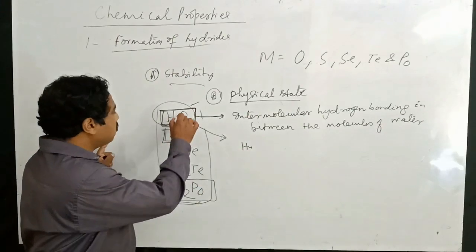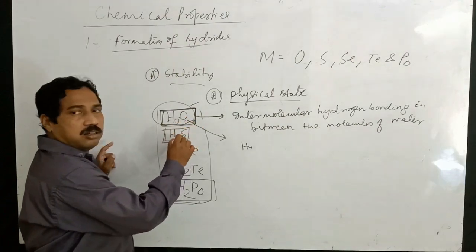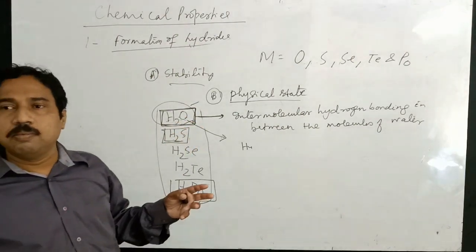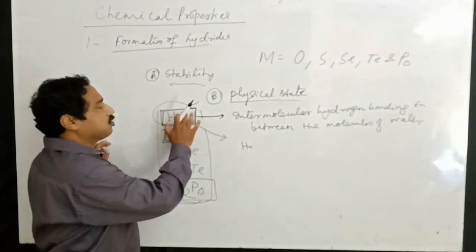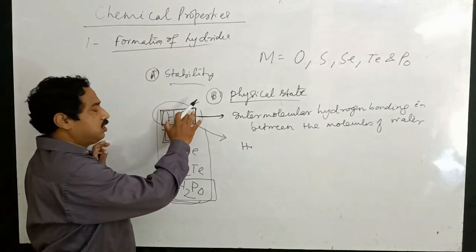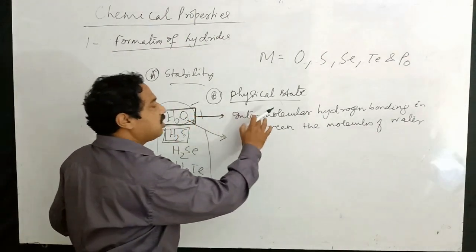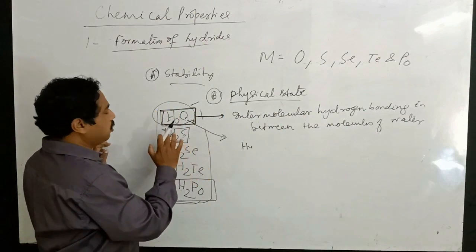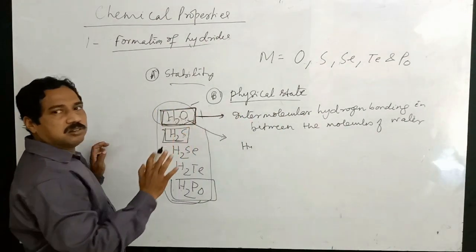In water, H2O, and H2S, oxygen and sulfur both are highly electronegative atoms. But sulfur has a larger atomic size, but oxygen has a smaller atomic size. So H2O is capable of forming intermolecular hydrogen bonding, but H2S cannot form intermolecular hydrogen bonding.